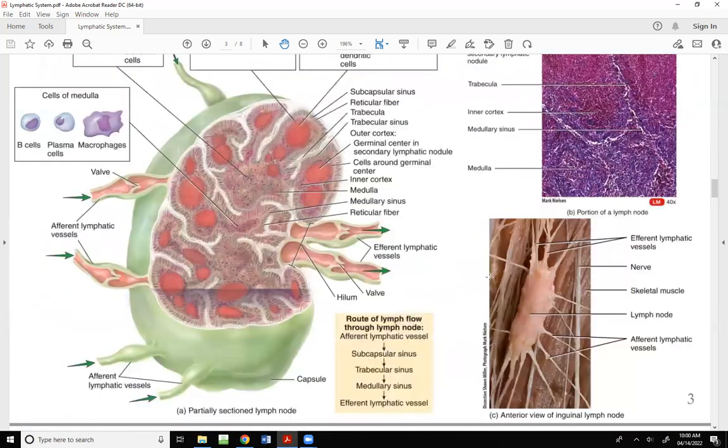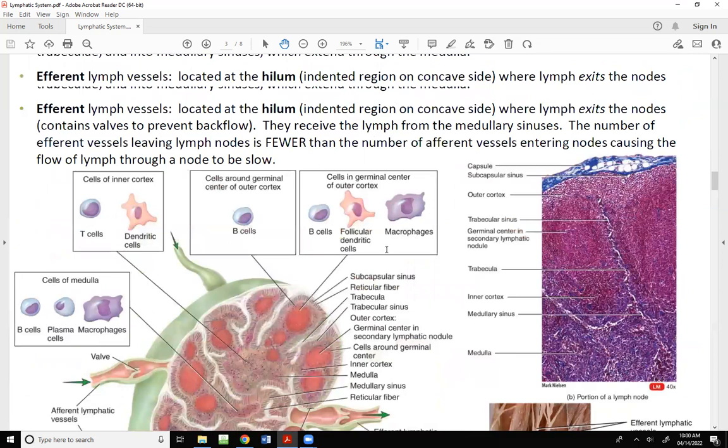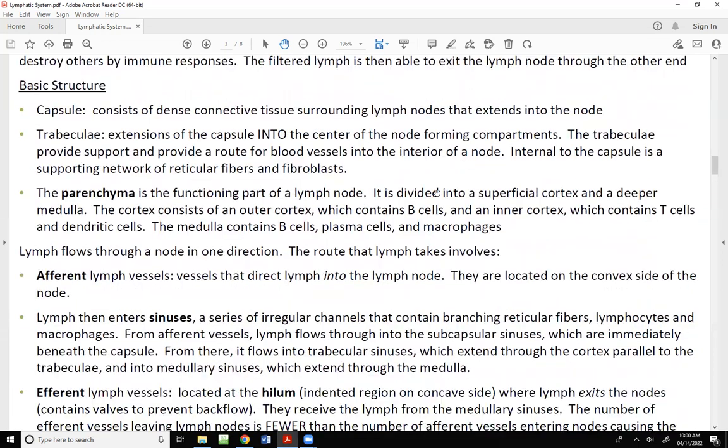So let's talk about the structure of a lymph node. We've got a partially sectioned lymph node here so we can see its general makeup. Let's start by talking about its capsule, which is shaded green here and is on the outside. It is similar to what we've seen in other organs, with a connective tissue structure on the outside. But more importantly, the capsule extends into the node. It has these extensions called trabeculae, which help form compartments within the node. The trabeculae also provide support and a route for blood vessels into the interior of a node.